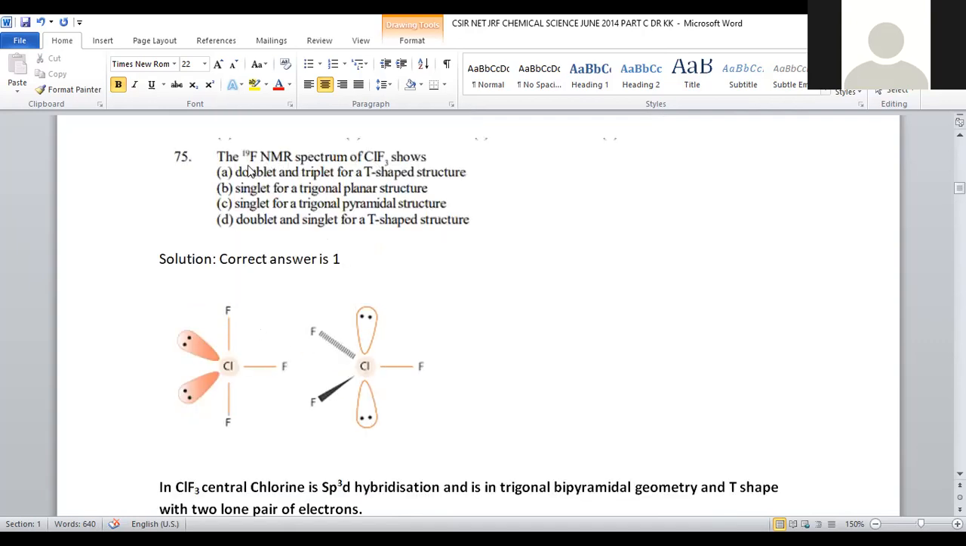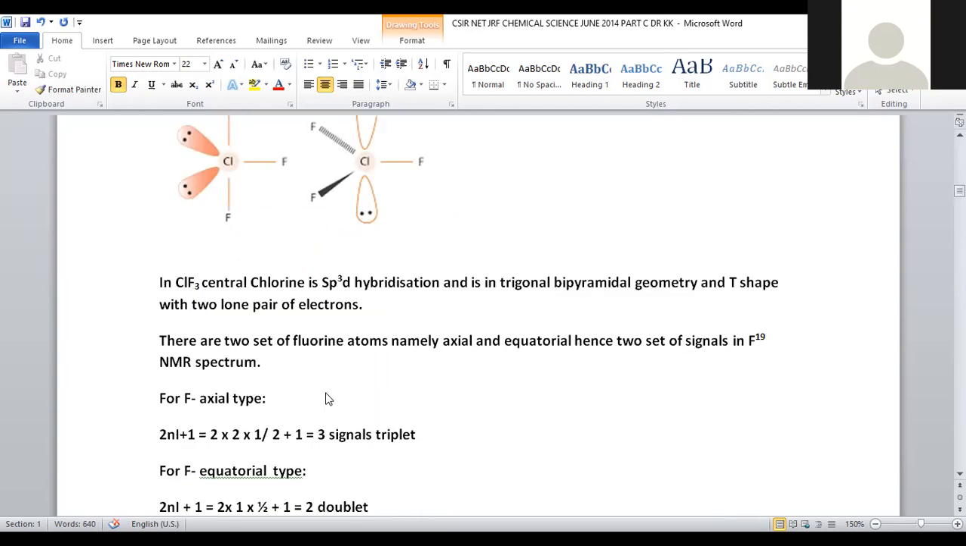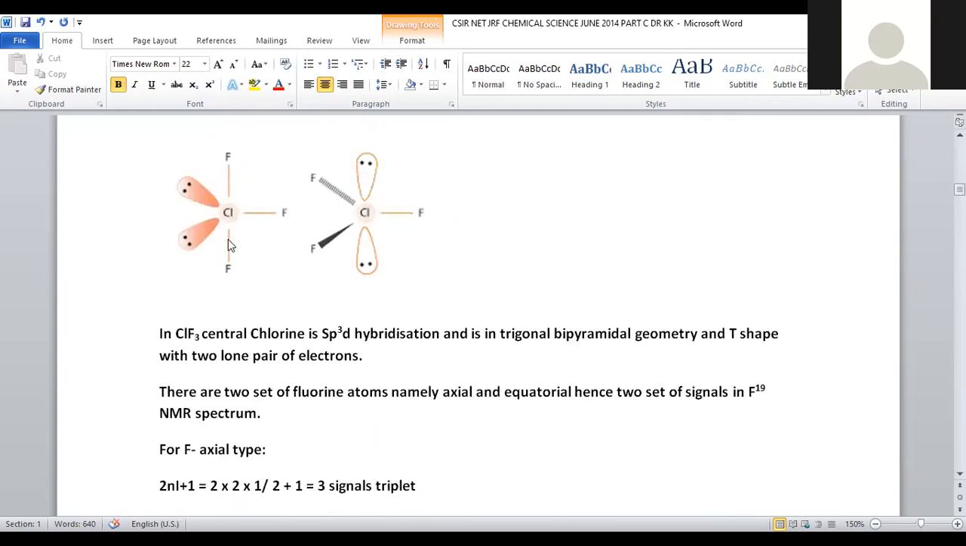So in the case of this molecule, how many F19 NMR spectral signals will be possible? If we look at this T-shaped molecule, there will be 2 axial and 1 equatorial set of fluorines. Proton NMR or F19 NMR depends not on the number but on the nature of the fluorine atoms present in the compound. Here, the axial fluorines are considered one set and the equatorial another set. In the given ClF3 molecule, we have two sets of fluorine atoms.